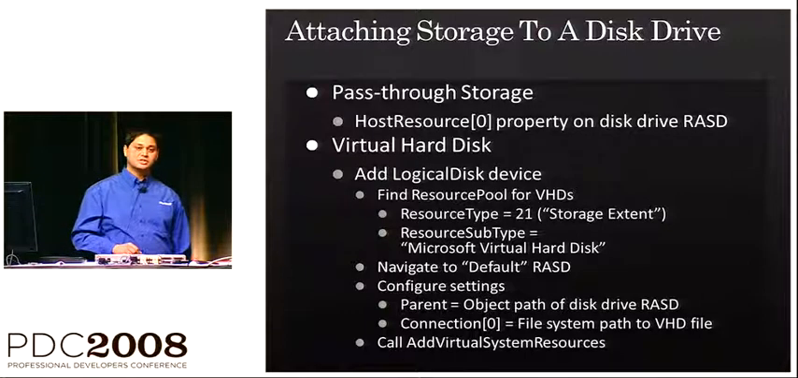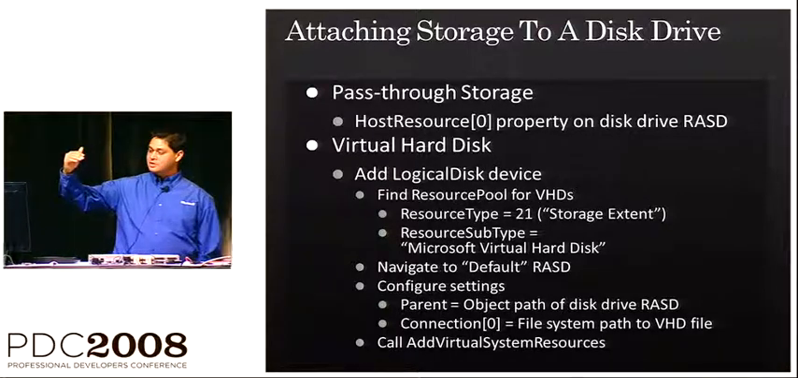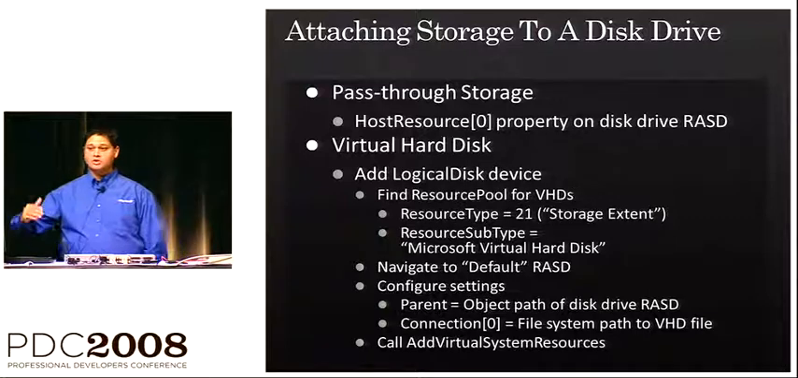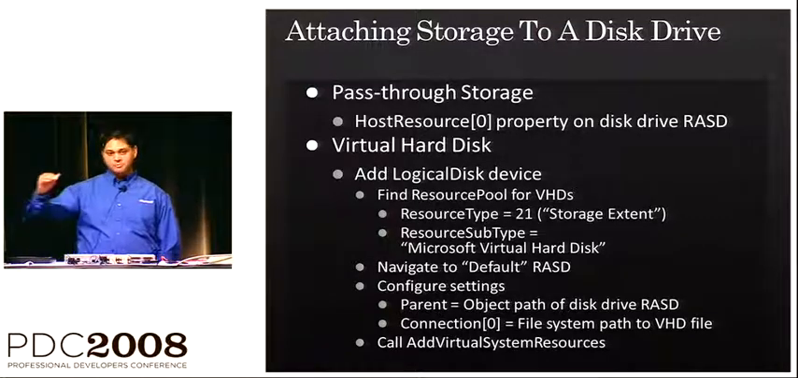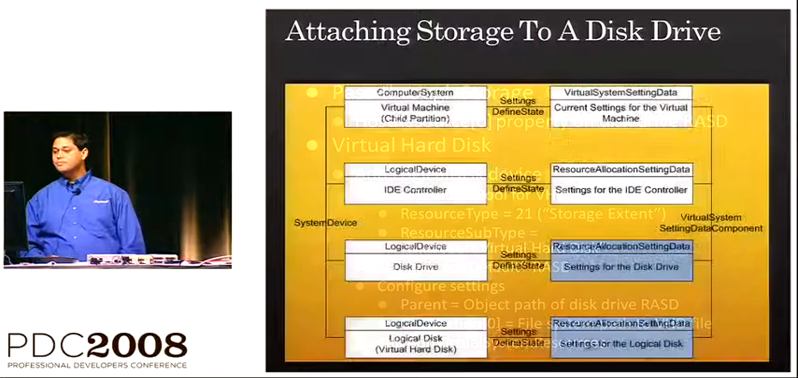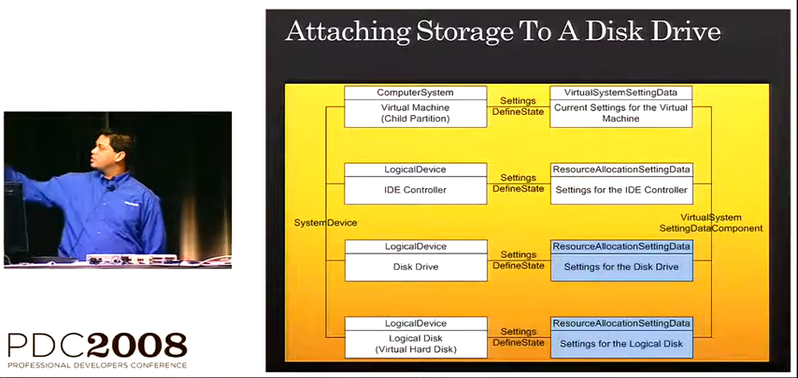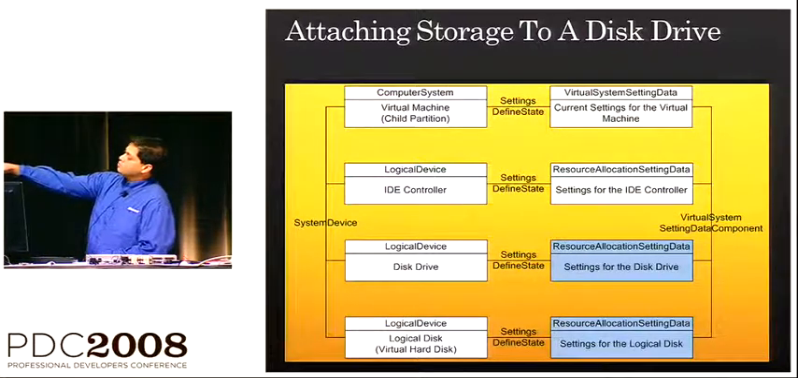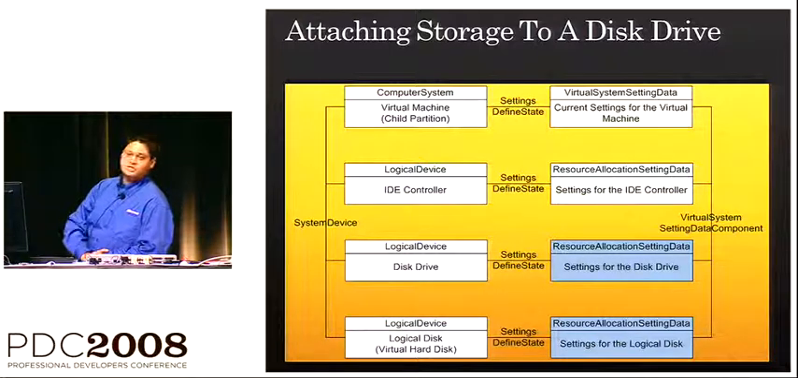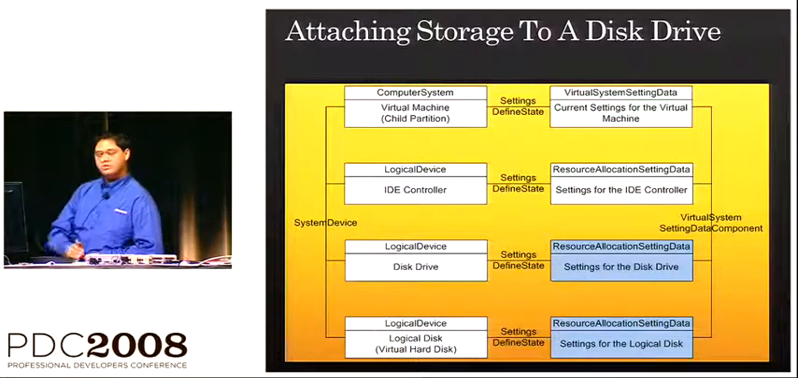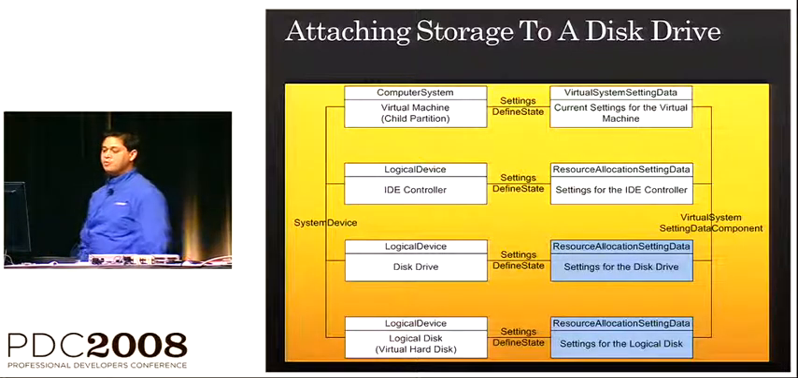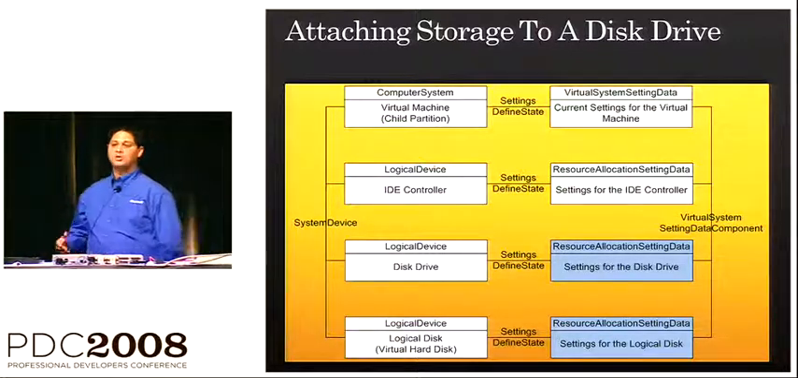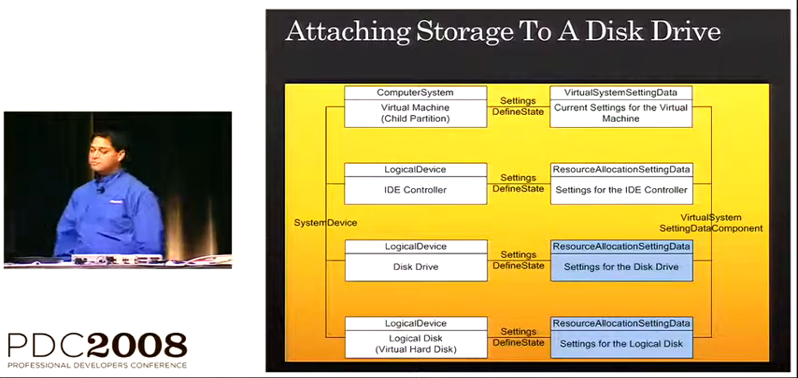Finally, you call add virtual system resources. So as you can see, the methodology for adding devices, regardless of what type of device it is, is typically very, very similar. And essentially, this is what you're going to end up with if you go through both of those use cases. So we've got two resource allocation setting data instances on the right side there towards the bottom. The top one is the settings for the disk drive that we added as we were going through the PowerShell code. And the bottom one is the settings for the logical disk, which is essentially pointing to our VHD.